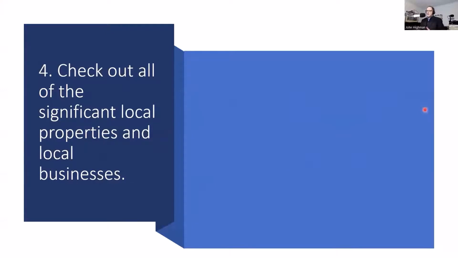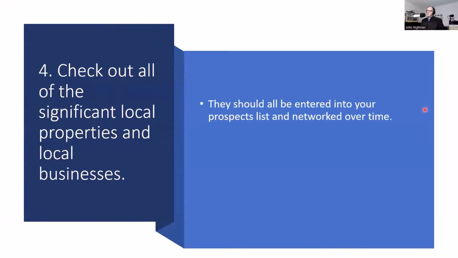Item 4 is checking out the significant local properties and the local businesses. So in any town or city, precinct, suburb, whatever you work within, there'll be certain people, there'll be certain buildings that you should engage with. So those buildings, those people should be entered into a prospects list and networked over time. And maybe these people are the owners of the large companies, or the owners of the large buildings, or the best buildings, or the quality buildings. Maybe they are the best businesses locally.